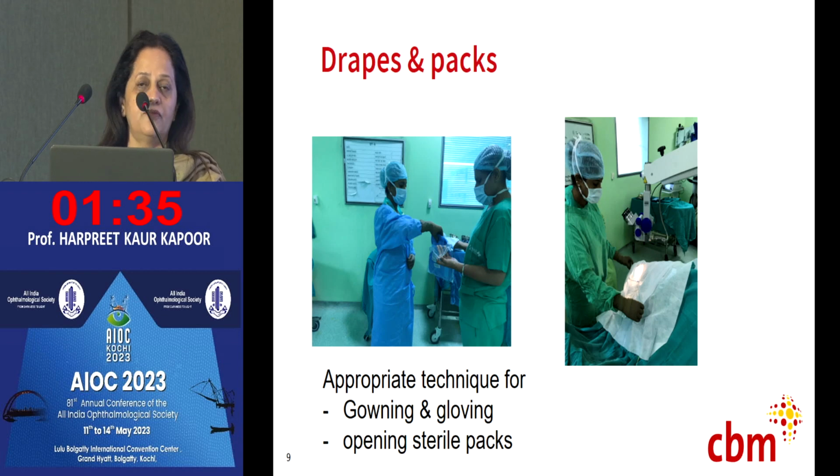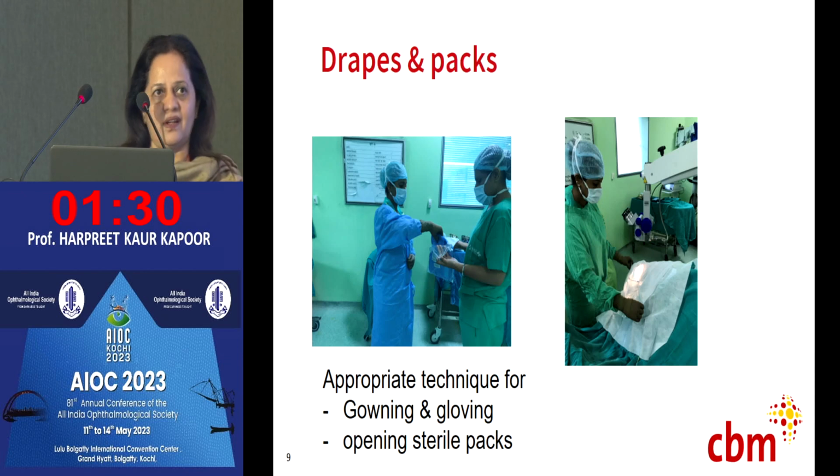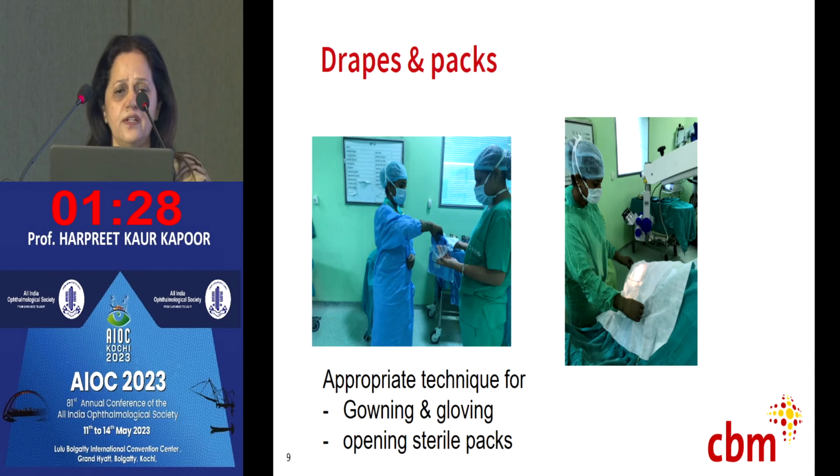Drapes and packs do create a barrier between the environment and the surgical field. So it's very important to take due precautions while you are gowning. Your mask should be covering the nose, importantly. And in case you don't have access to disposable gowns, or they are turning out to be too expensive, wear a plastic apron beneath the sterile cloth gown, which is made in-house.